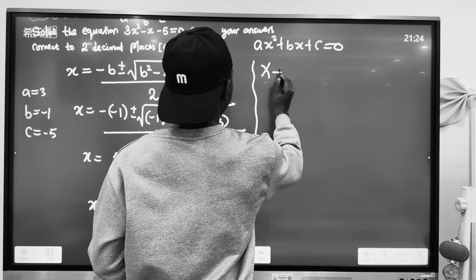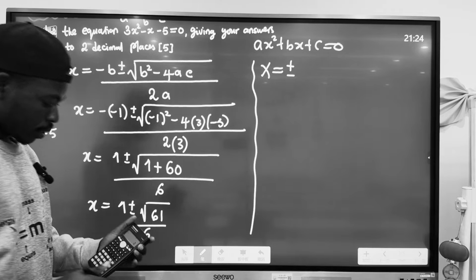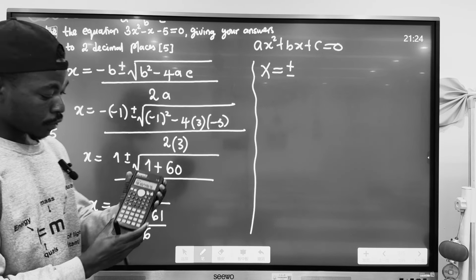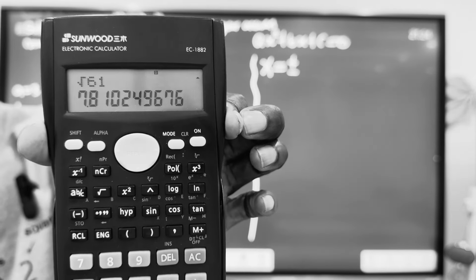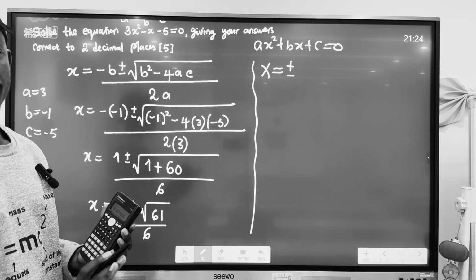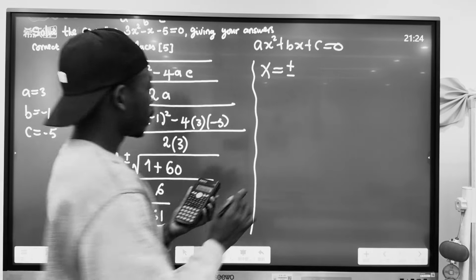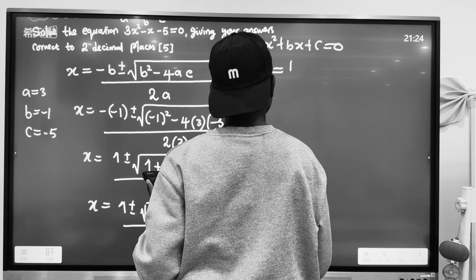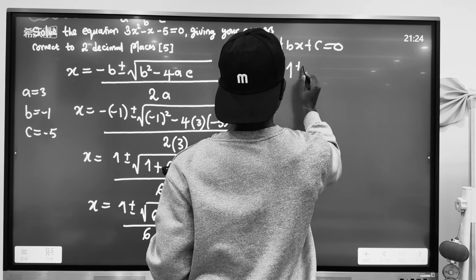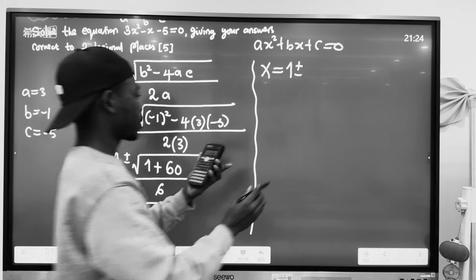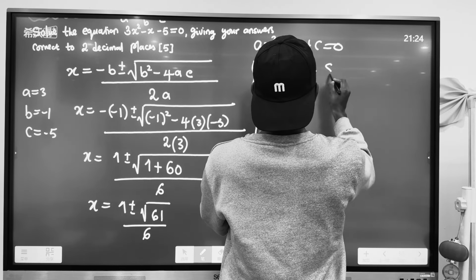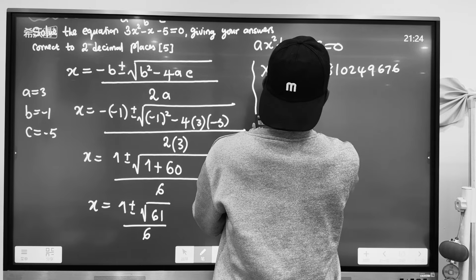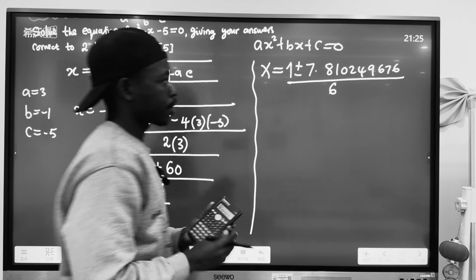So I'll say x is equal to plus or minus. At this stage, you punch in your calculator and say, what's the square root of 61? This is what I'm getting here. You should get something that looks like that. You write everything because this is not the final answer. So it will be 1 plus or minus, remember, there's 1 plus or minus 7.810249676, and everything divided by 6.